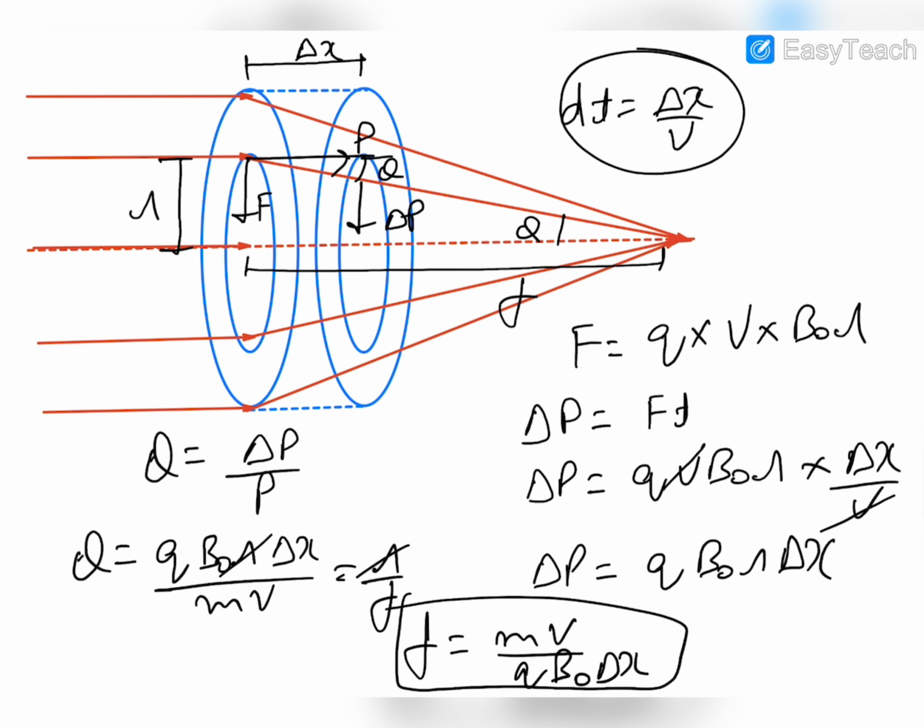If delta x was not small, then we would have to do integrations, and that would be a different process. But in this problem we do not have to do the integration because delta x is small. So this is the final result.